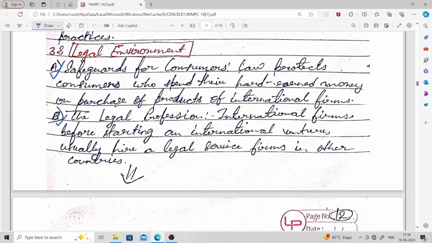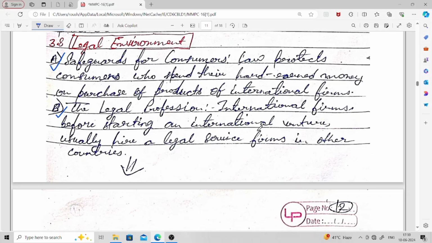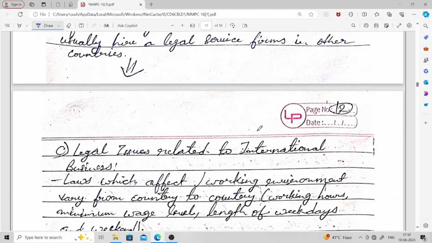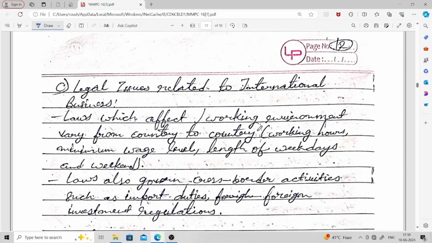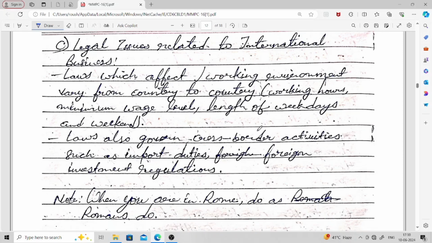Second given, the legal profession. International firms, before starting an international venture, usually hire legal service firms in other countries. So what are the different legal issues related to international business? Laws which affect the working environment vary from country to country, such as working hours, minimum wage level, length of weekdays and weekend. These all vary from one country to another.